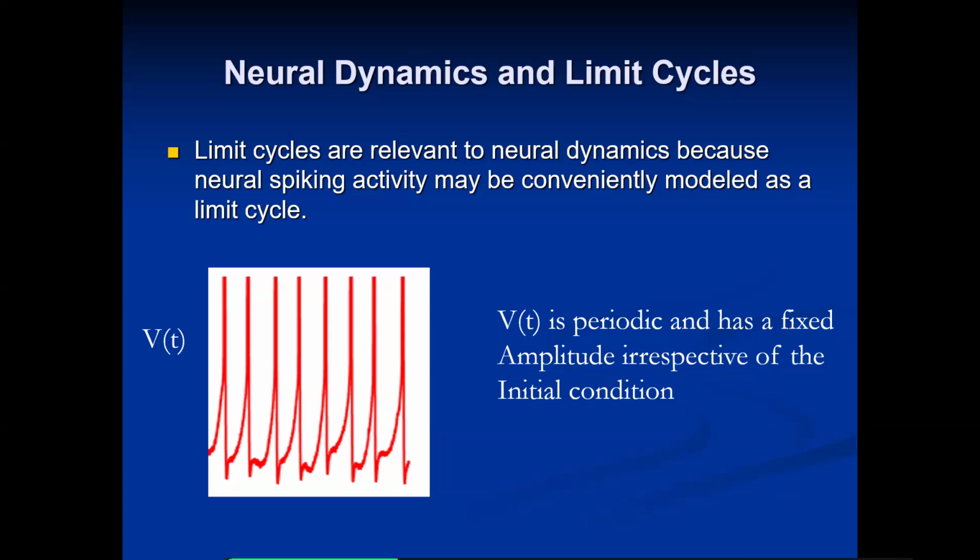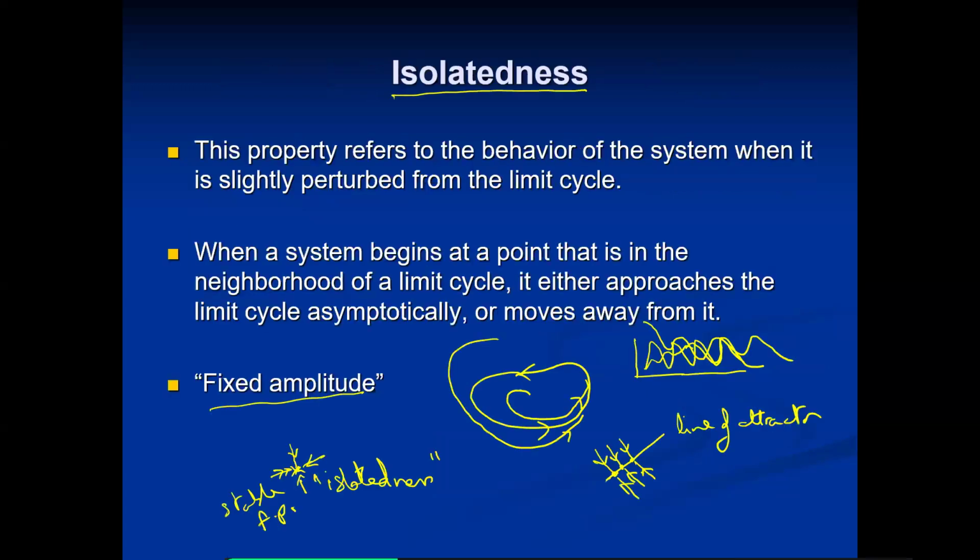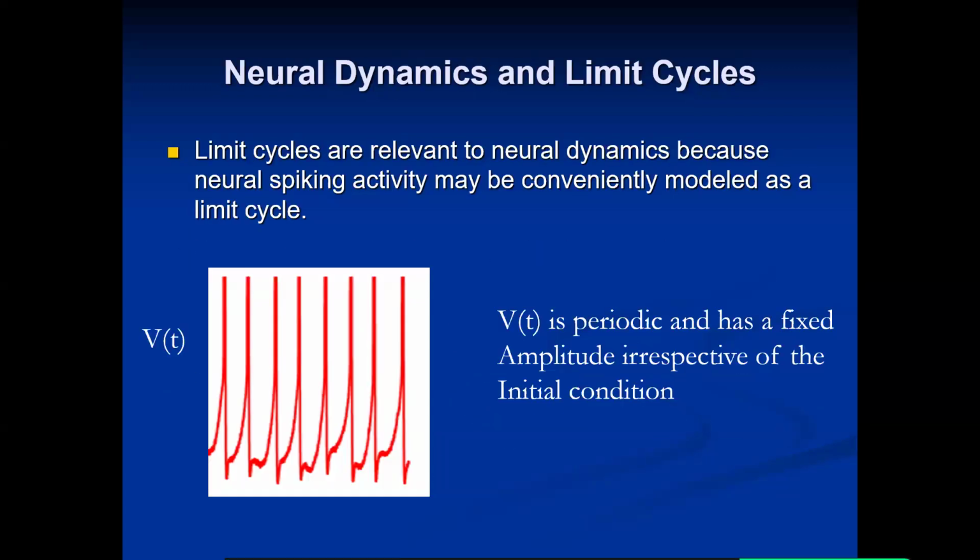So if the neuron is like a simple harmonic oscillator, then when you inject current briefly, there's a transient rise in amplitude, but that will persist forever, if it is a simple harmonic oscillator kind of an oscillator. Whereas that's not the case with the real neuron. It will come back to the same action potential amplitude, like in the case of a limit cycle. That's why you need to understand the limit cycle theory.